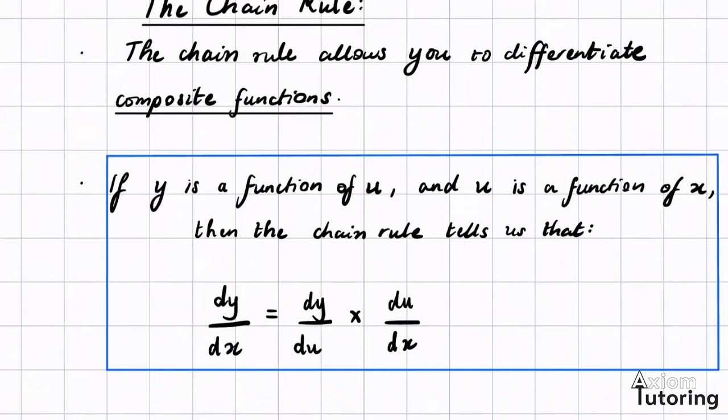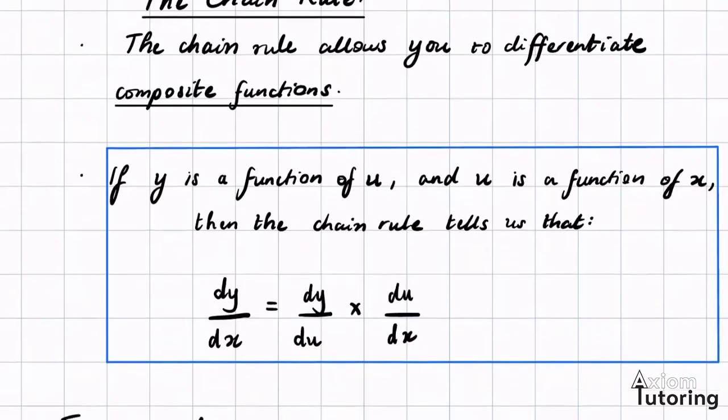And so if y is a function of u, but then u is a function of x, then we can say the chain rule gives us dy over dx equal to dy over du times du over dx. So when we differentiate our composite function y with respect to x, we can differentiate our function y with respect to u and then multiply that with the differential of our function u with respect to x.